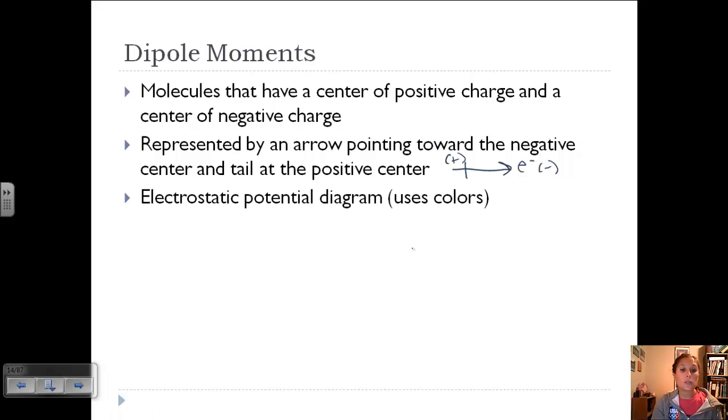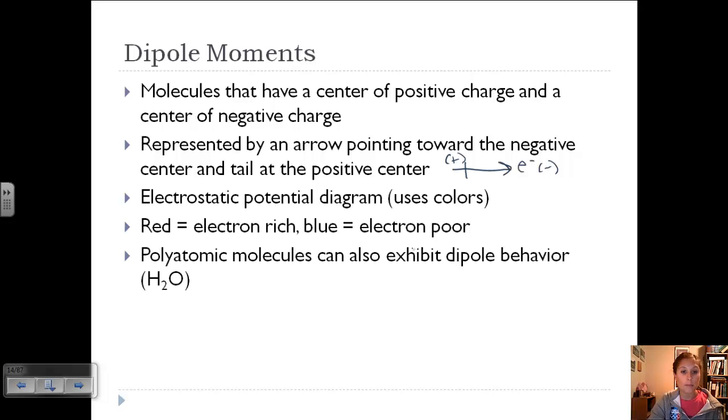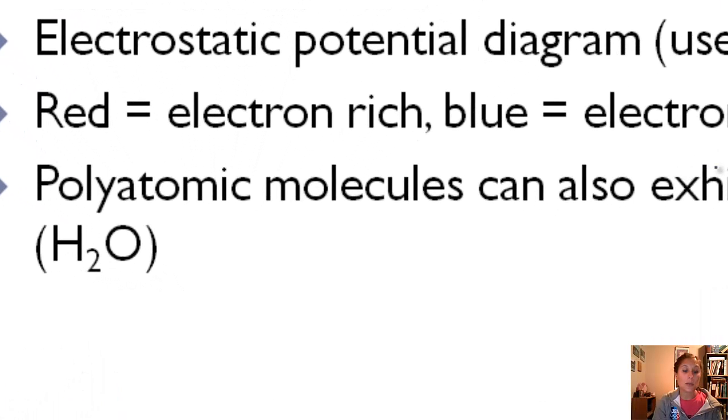We can also use what's called an electrostatic potential diagram to indicate these areas of positive and negative charge. Red means that it's electron rich, and blue means it's electron poor. And we can also have polyatomic molecules. Remember, poly means more than one, that also exhibit dipole behavior.